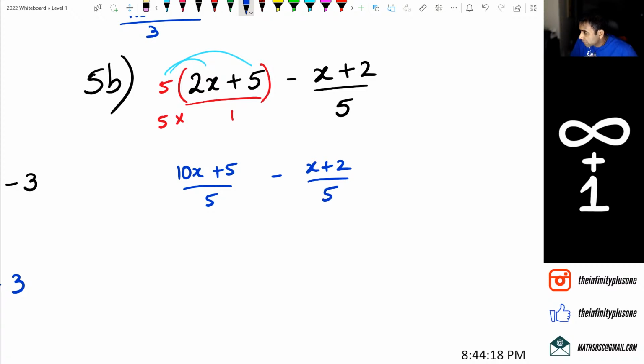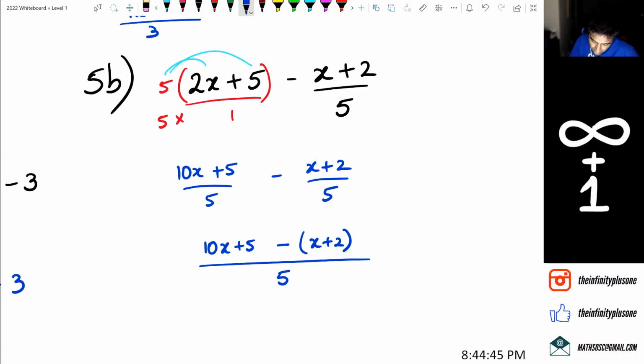Now here is where you should be careful with this question. We've got 10x plus 5. It's really important that we understand that this minus sign is actually for x and positive 2. Because of that, I'm going to put a little bracket around it, so it looks like this.